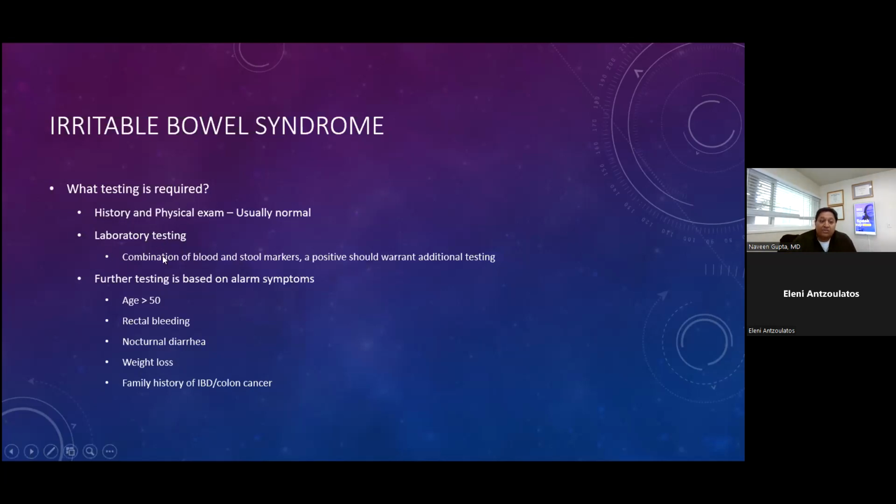But we do sometimes decide to do further testing if you have any of these alarm symptoms, particularly the age of onset over 50. That should always trigger more workup. Rectal bleeding, diarrhea that awakens a person from sleep. That's almost always considered pathologic. Weight loss, or even a family history of inflammatory bowel disease, that's the IBD, or colon cancer.